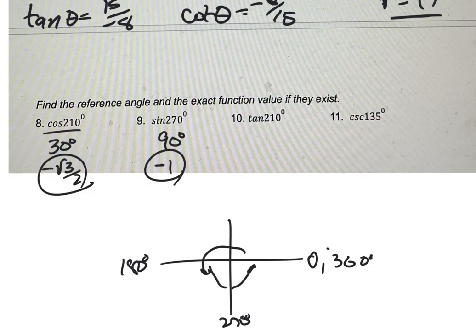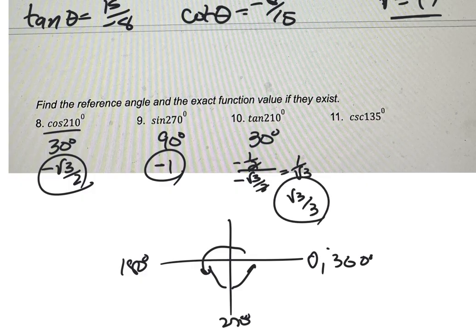Tangent 210. First of all, the reference angle is 30, just like it was here. Remember, tangent's y over x. The y-coordinate at 210 is 1/2. The x-coordinate, it's negative, by the way, is negative square root of 3 over 2. The 2's cancel, and the negatives cancel, that gives me this. If I fix that, I get that right there. That was quite a bit.